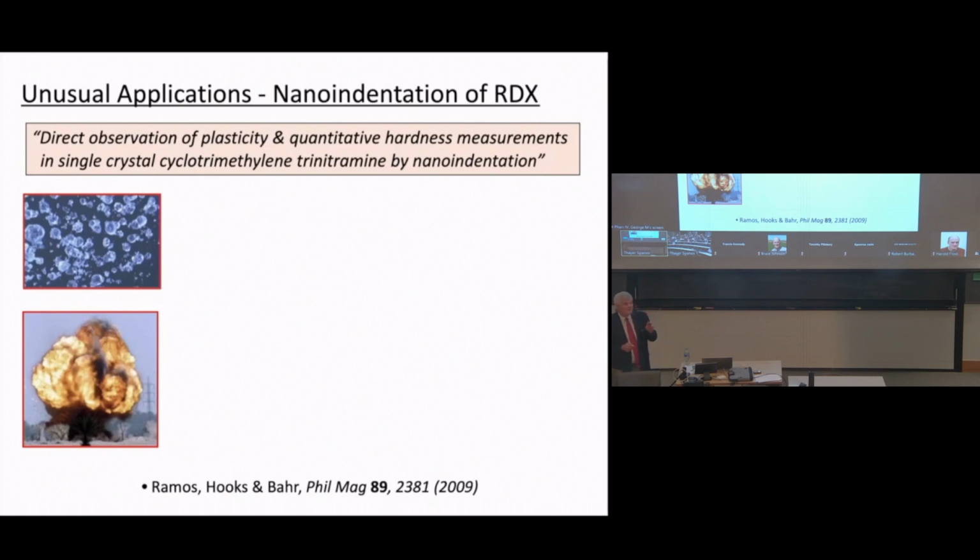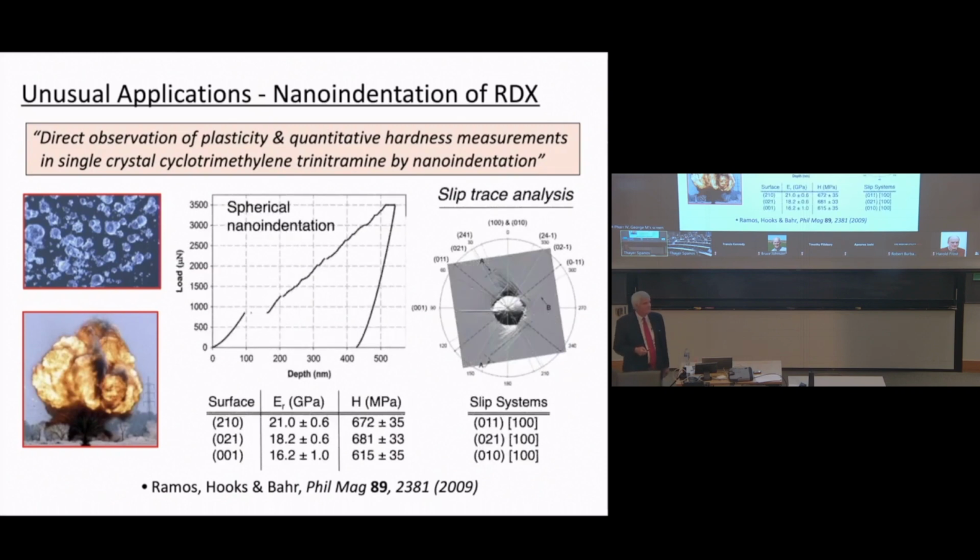So it turns out, for reasons that I do not understand, that if the particles are small enough, they don't blow up. But yet there was a strong need to understand exactly how the stuff elastically and plastically deforms. The reason for that is you want to make shape charges with this stuff. The way that a shape charge performs depends on its plasticity and elasticity as it's actually blowing up. And so they used nanoindentation in this particular case to back out many of the fundamental mechanical properties of this RDX explosive.